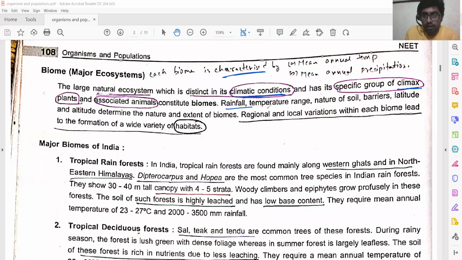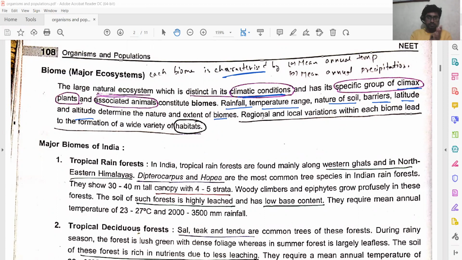Now, rainfall, temperature, nature of soil, barriers, latitude and altitude determine the nature and extent of biome. Not that important. Now, biome is a very large place. For example, if you call an ocean a biome, so ocean is spread in a very large area.